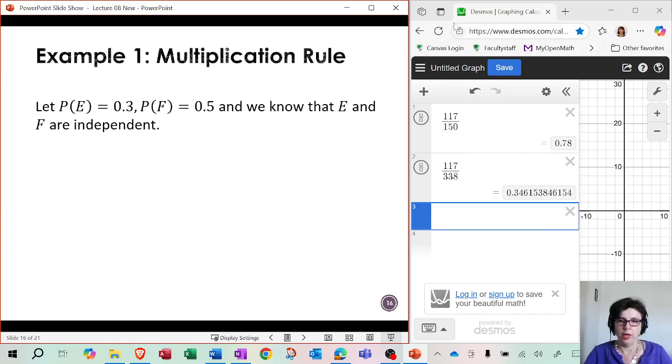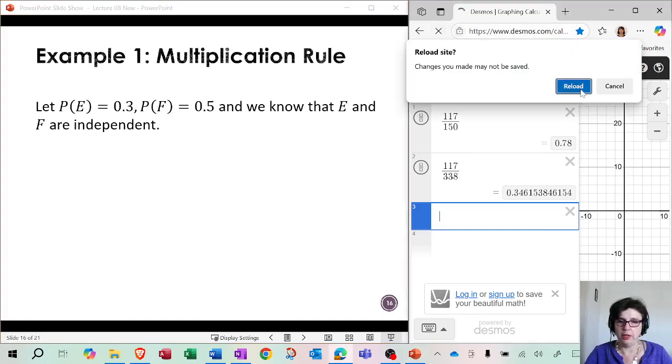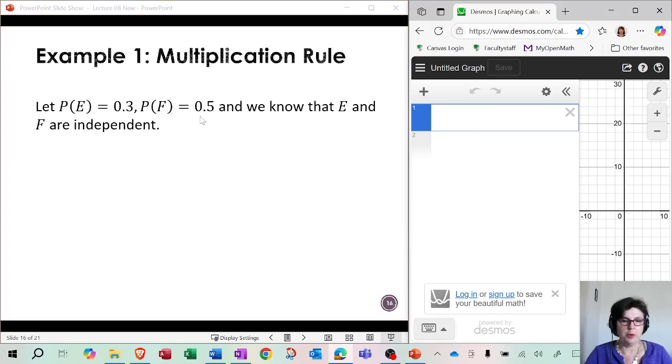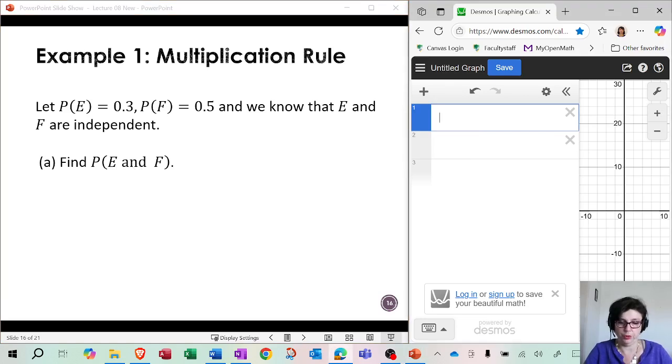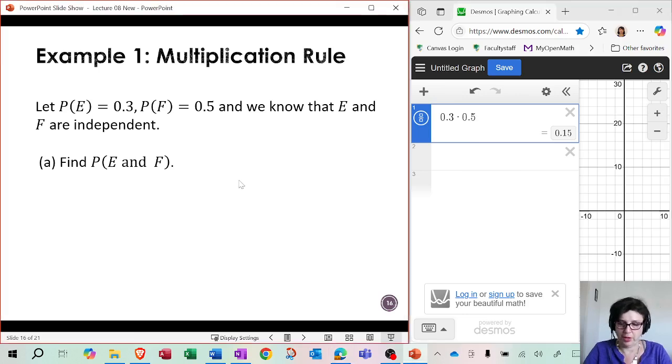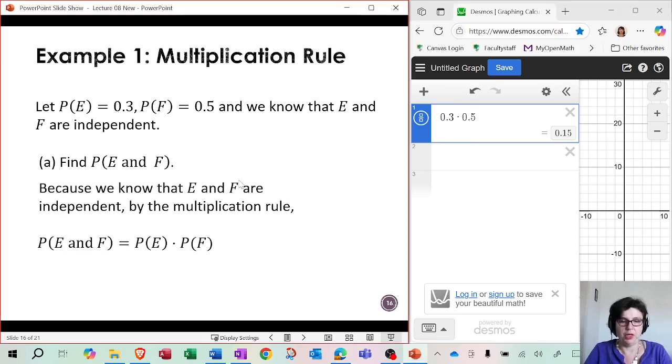Suppose I know that the probability of E is 0.3 and the probability of F is 0.5, and I know that E and F are independent. What is the probability that both of them happen? The multiplication rule says the probability of E and F is just the product of these two. So all I have to do is multiply them, and the probability of E and F is going to be 0.15.